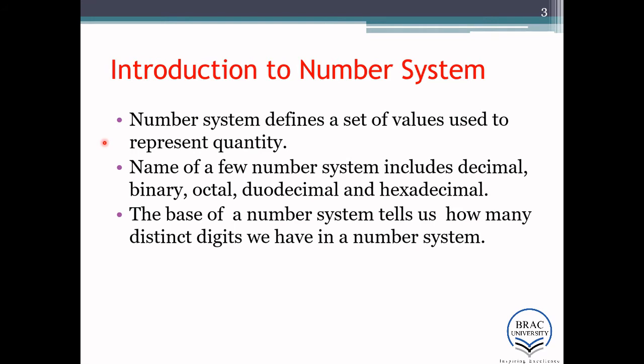The number system defines a set of values used to represent quantity. Names of number systems include decimal, binary, octal, duodecimal, and hexadecimal. The base of a number system tells us how many distinct digits we have in a number system.